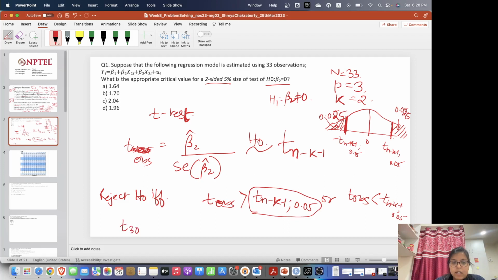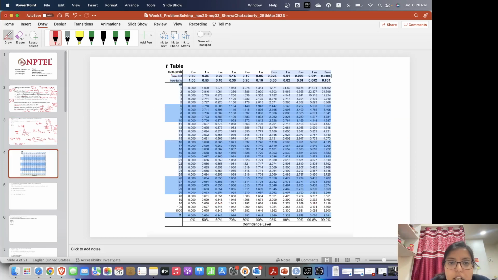So T 30, 0.025 is this thing. We'll see from the chart. So here we have this one, 0.025, and the degrees of freedom is 30, that is this one. So then we are going to come here and this one is also this thing. So the intersection is 2.042.